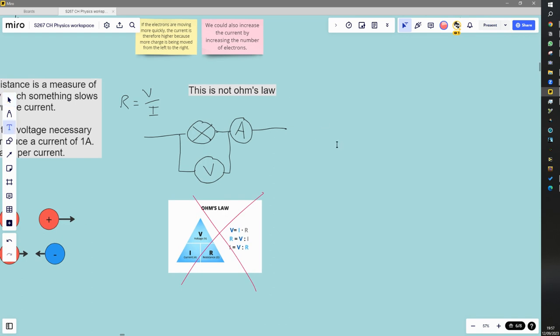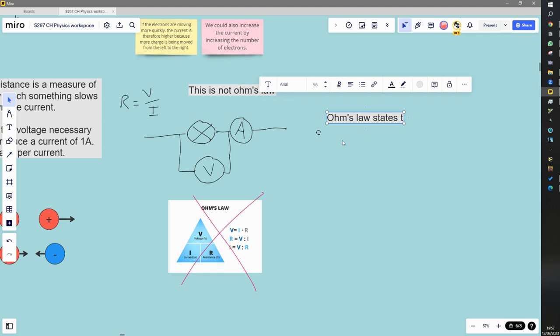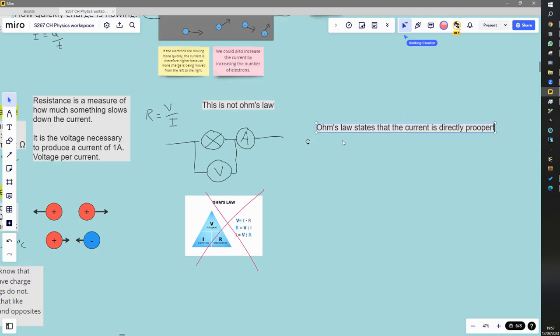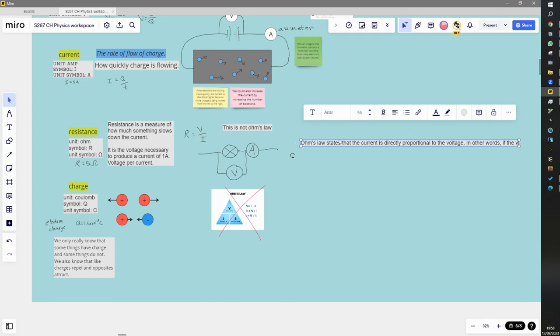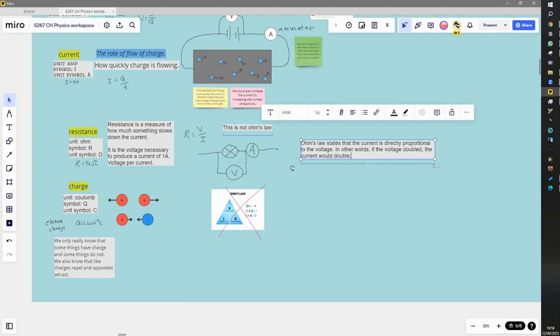Ohm's law, let's write it down. So Ohm's law states that the current is directly proportional to the voltage. Directly proportional means, in other words, if the voltage doubled, the current would double. So if something follows Ohm's law, and not everything follows Ohm's law.